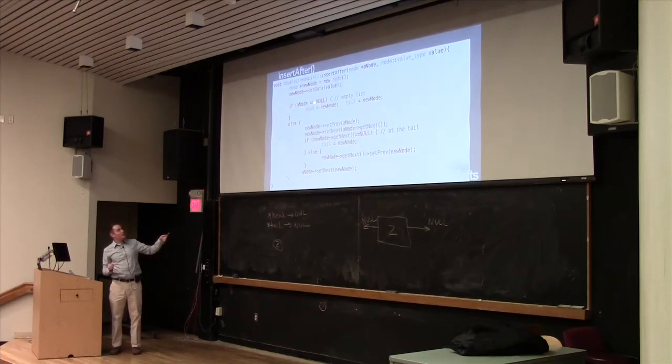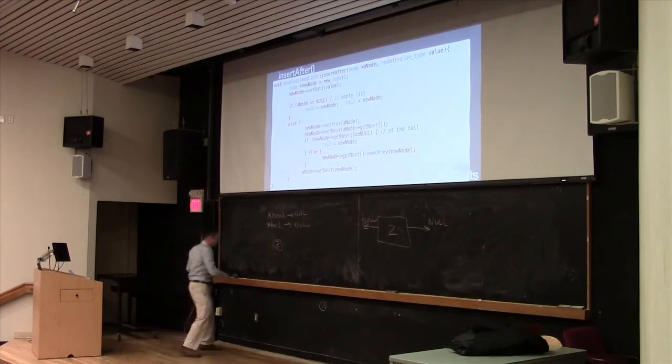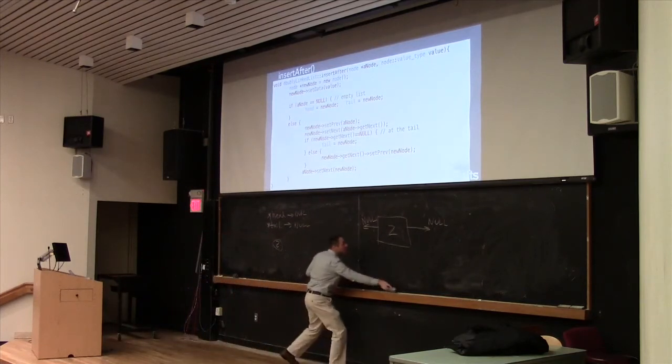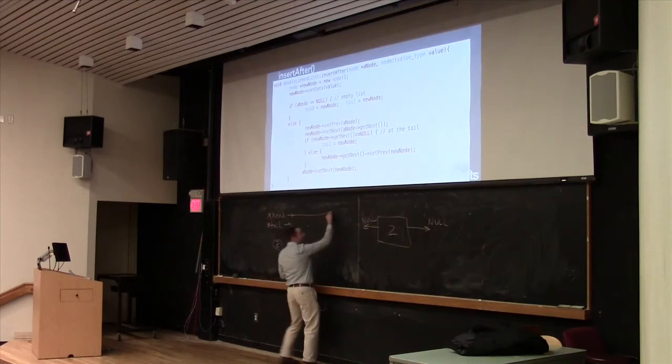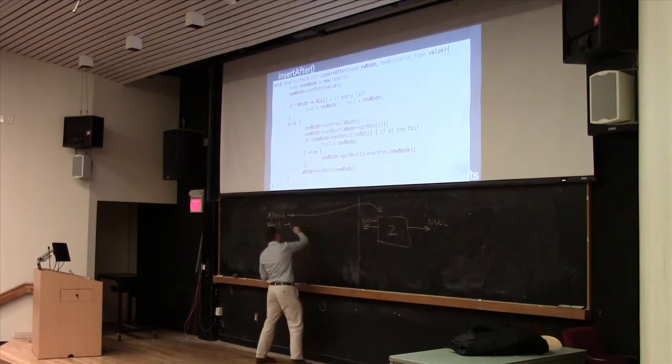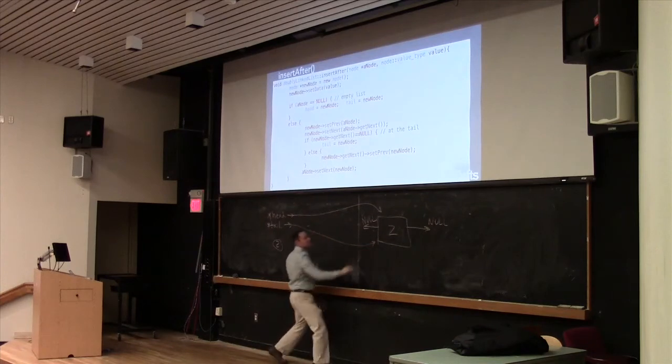Now we're saying, look, if the node that we passed in is null, which means it's the head of the tail, we set the head to be pointing to that node that we just created and the tail to be pointing to that. Well, that's easy enough to do. We now point the head over to this node, and we point the tail over to this node.